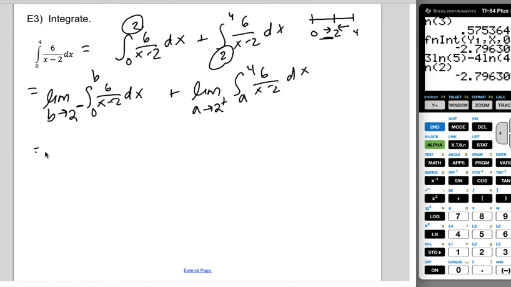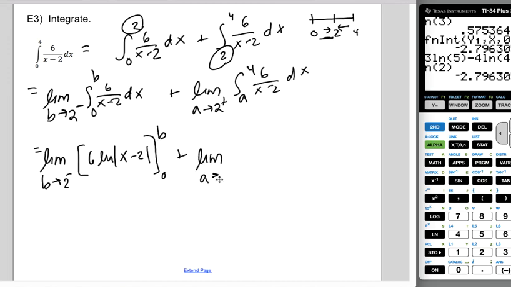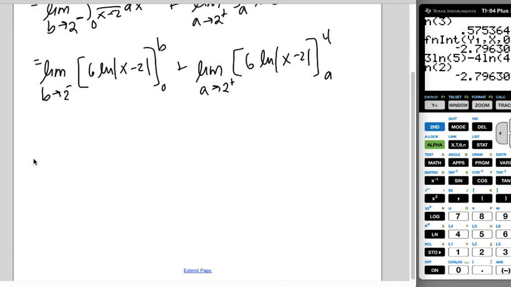So this is the limit as b approaches 2 from the left of 6 natural log of the absolute value of x minus 2, evaluated from 0 to b, plus the limit as a approaches 2 from the right of the exact same integrand, from a to 4. Now when we plug in, I get the limit as b approaches 2 from the left of 6 natural log of b minus 2, minus, and when I plug in 0, I just get 6 natural log of 2, which we'll deal with in a sec.